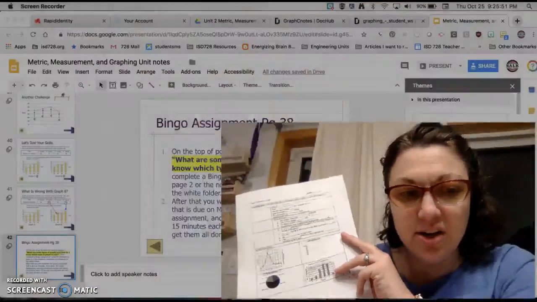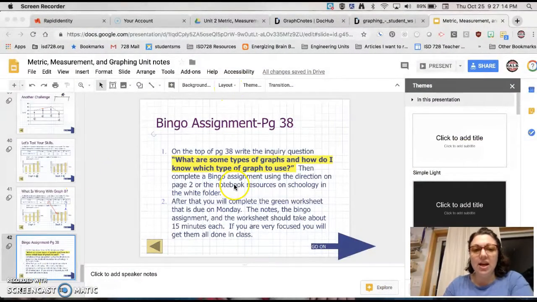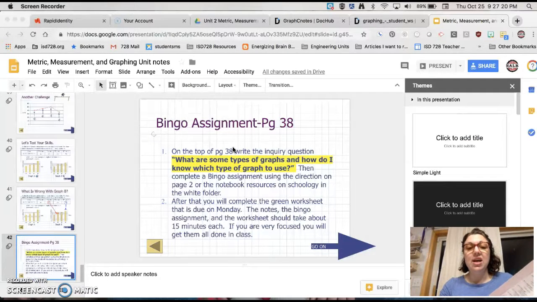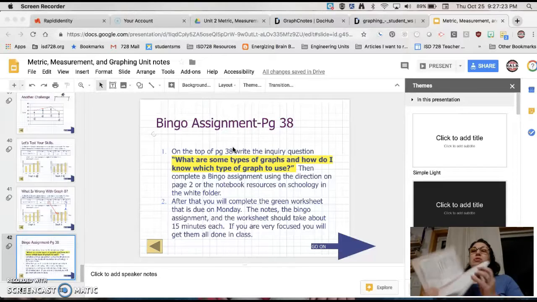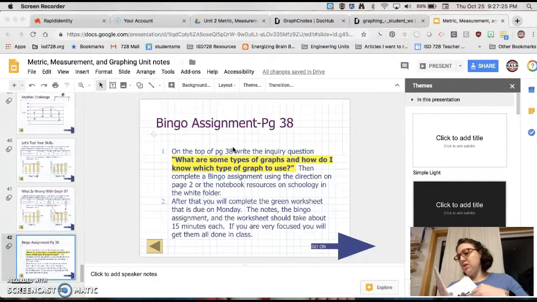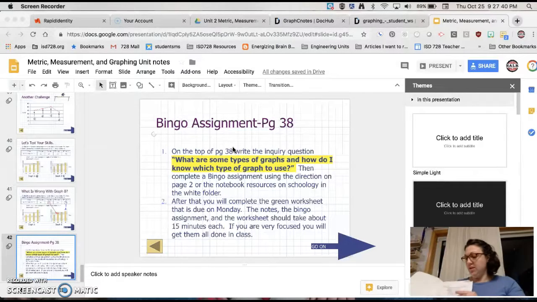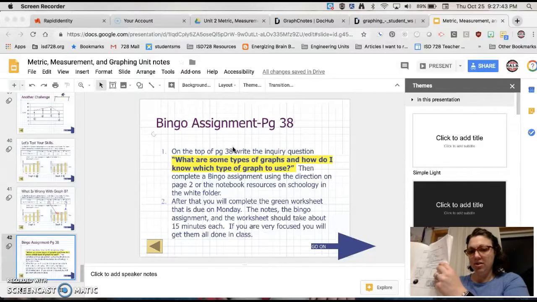The next thing that you're going to do is on the top of page 38 in your notebook, you're going to write the inquiry question: what are some types of graphs? And how do I know which type of graph to use? You're going to write that right next to your notes on page 38. So Miss Grandel needs to update her notebook too. So you're going to have this in your notebook on page 38.